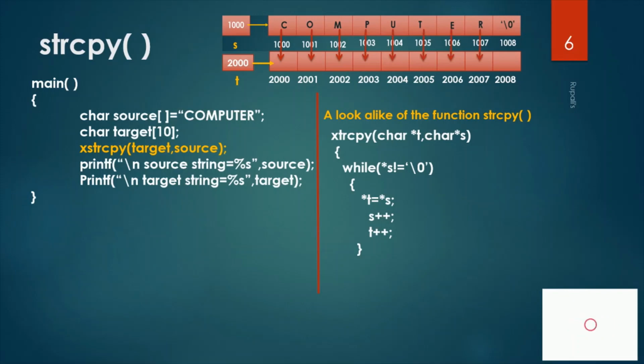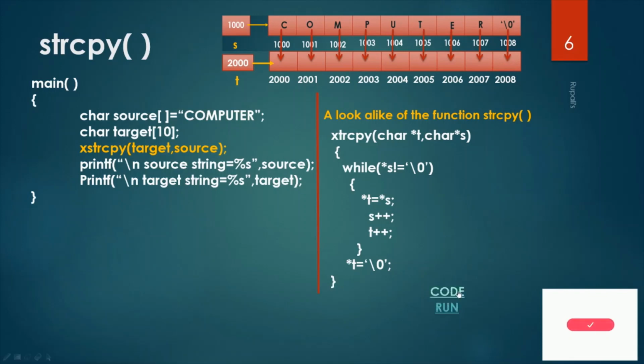Now when the value of *s is \0, the while loop is completed. After that, one thing you have to do: because it is a string, you have to insert one \0 here. So at the last location, at *t, you have to write \0. So this \0 will be written here. In this way this program will work.